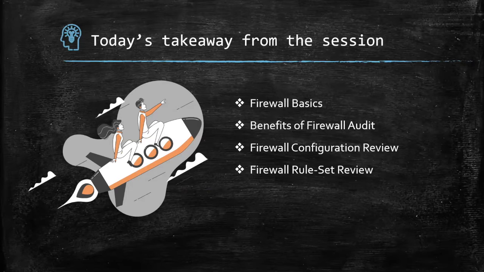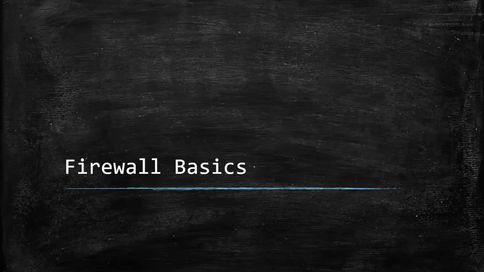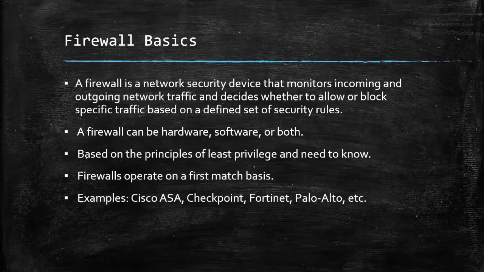The first one would be firewall basics. So what is a firewall? A firewall is basically a network security device which is placed on an internal network and will monitor incoming network traffic and decide whether to allow or block it based on a defined set of security rules. Now this rule contains source, destination, services, and action, whether to allow or deny that particular rule. Firewalls can be hardware, software, or both.